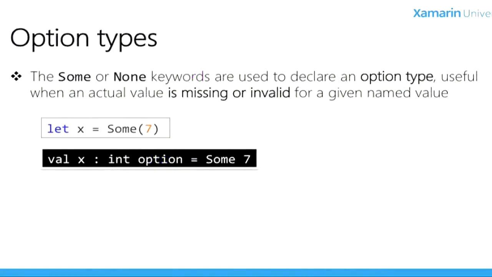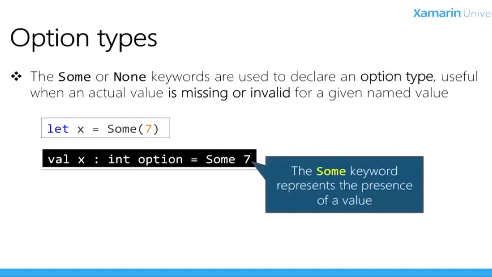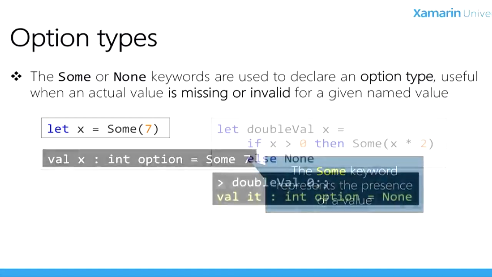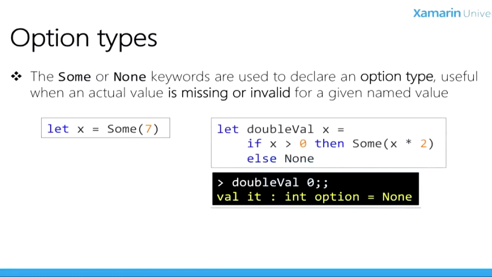Another interesting feature that you'll find in F# is the option type, and this is a predefined discriminated union with 2 known values, Some and None. And the Some keyword is used to represent the presence of a valid value, whereas the None keyword is used to represent an invalid or missing value. For example, in the second code fragment, we define a new function named doubleVal, which will return the input numeric times 2.